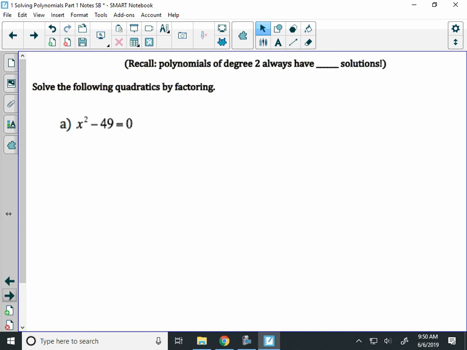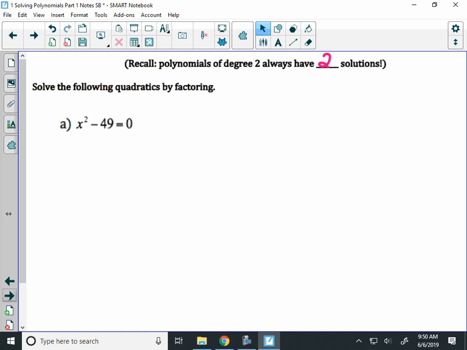Let's review. Let's recall that polynomials of degree 2 are called quadratics, and degree 2 polynomials have 2 solutions or 2 roots. We learned that in Unit 9. When I have a polynomial, the degree is equal to the number of roots or solutions. So let's solve by factoring.